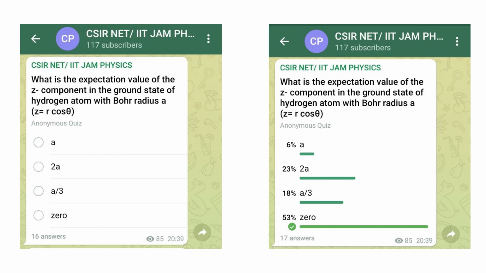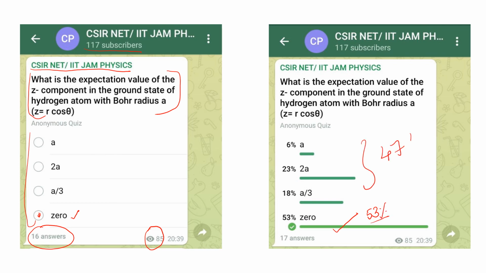This is how you see a question in our Telegram channel. This is our Telegram channel name, and under that you will get the question and 4 options. The moment you view the question, you will know how many persons have viewed it out of these many subscribers, and you will also know how many persons have answered this particular question. Now you know that the answer to the question is 0, and the moment you click here, you will get how many persons have answered it correctly. And see, 53% of them have answered correctly, and the remaining 47% got it wrong.